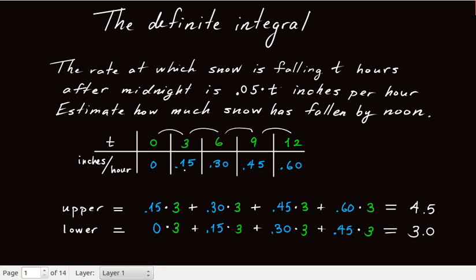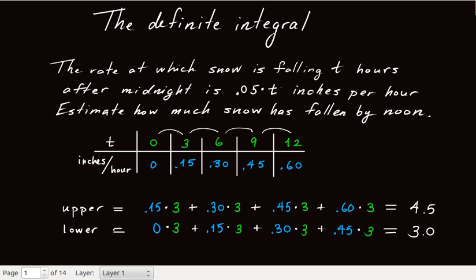In the 0 to 3 range, I have an upper estimate of 0.15. That's bigger than 0, so I use 0.15. For 3 to 6, I use 0.30 instead of 0.15 because 0.30 is bigger than 0.15. And then I use 0.45 for the next interval. And for the last interval, I use 0.60. And so here's that sum that gives me the overestimate. This overestimate tells me that at most 4.5 inches fell between midnight and noon.